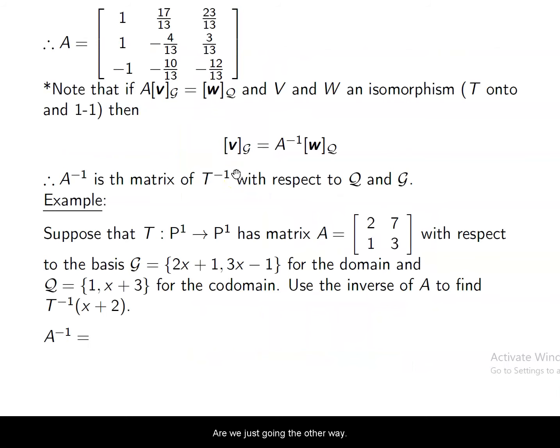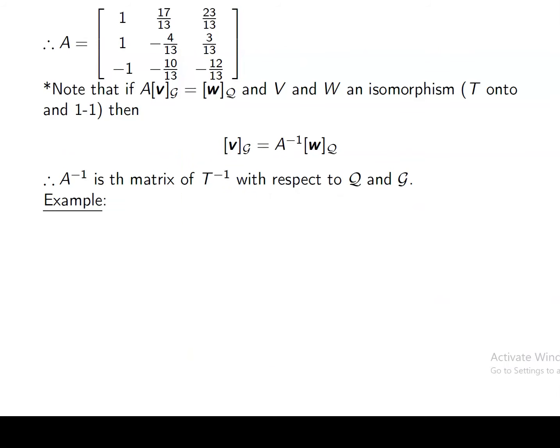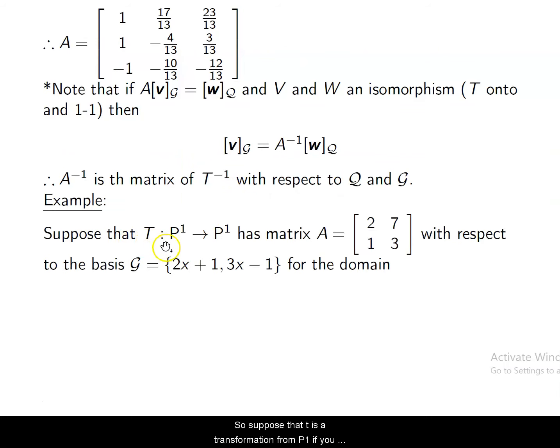But we're just going the other way. Okay. So suppose that T is a transformation from P1 to P1. It's given by this 2 by 2 matrix. Remember, the dimension of P1 is 2 because you have x plus a constant, right? It's first degree polynomials, so it has 2 elements. So the transformation should be a 2 by 2 matrix.